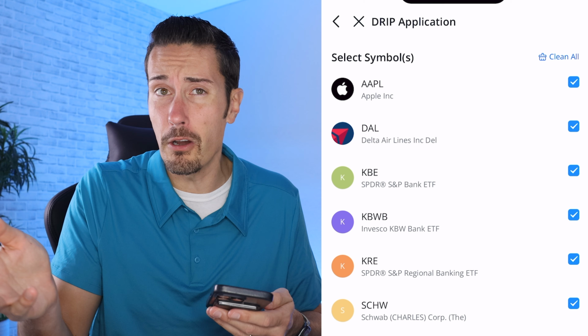But the question is how do we actually activate DRIP on Webull? Because if you don't actually activate it, it doesn't matter if you already have dividend stocks in your Webull brokerage account, you're not going to be on DRIP until you actually tell it to do the DRIP. Now, I know it's a nuance, but we've got to do it anyway.